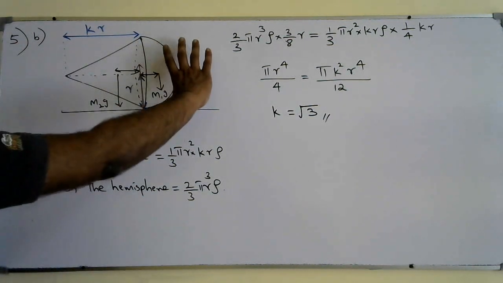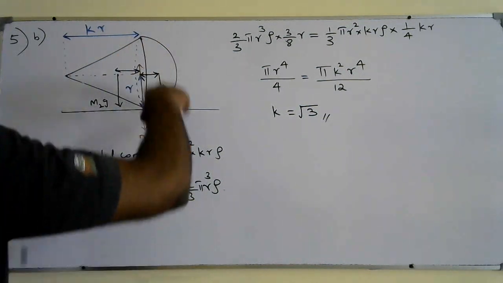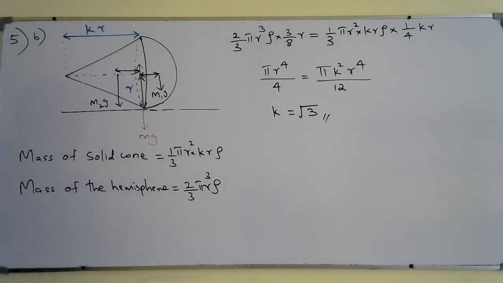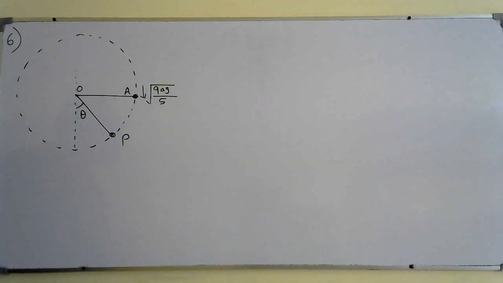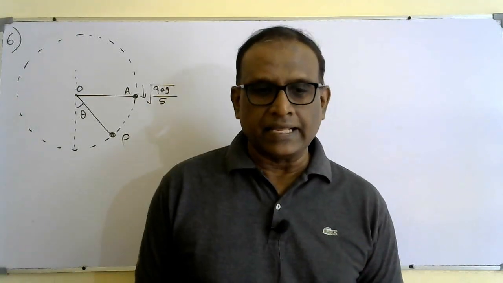Because it's in this position, the moment of the hemisphere and the solid cone on either side should balance. That's the idea. Okay, so question number 6. This diagram is given there.